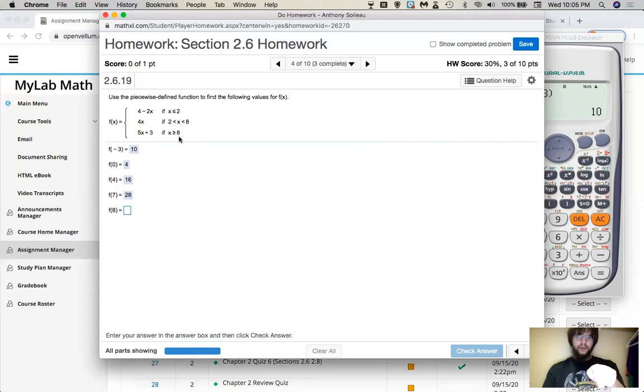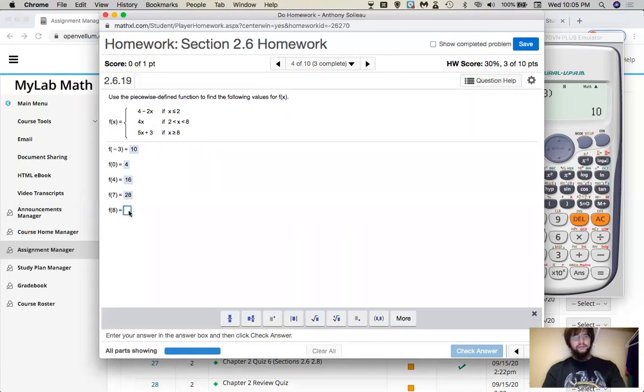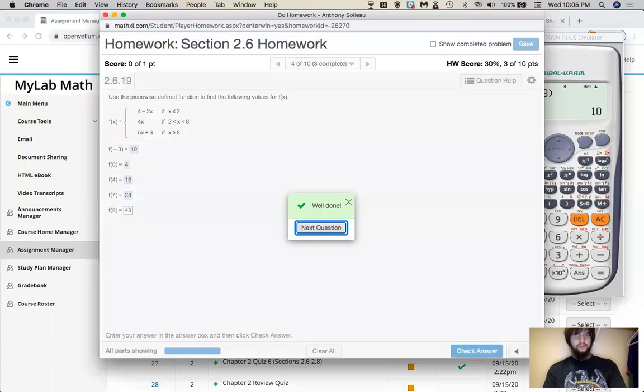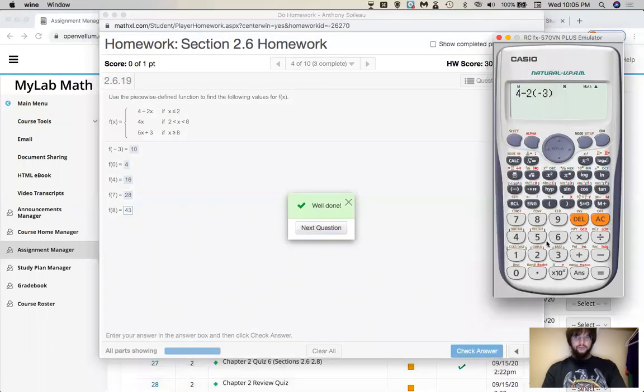This is both 8. So they both have an 8. Which one do I use? Oh, the one that includes 8. This has the equal to part on it. Use that one. 43 if you use a calculator. All I did was 5 times plug in 8 plus 3. 43.